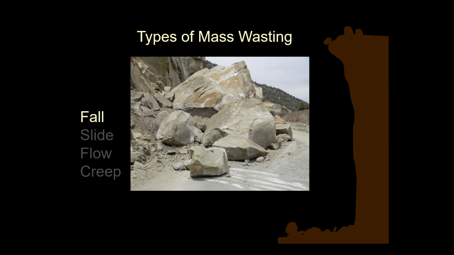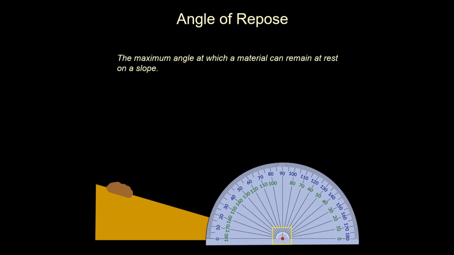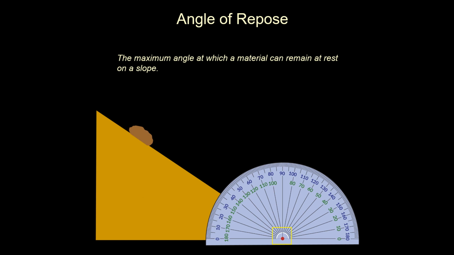Now the types of mass wasting, we know the fall, slide, flow, and creep. All these four types of mass wasting, we go to the lecture and also the review. There are some questions from here. And lastly, I would say the angle of repose for mass wasting. You need to know that it is the maximum angle at which a material can remain at rest on a slope. So that's called angle of repose. When the angle of repose is exceeded, then mass wasting happens through the gravitational force.